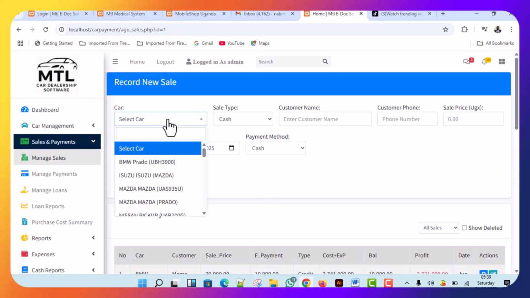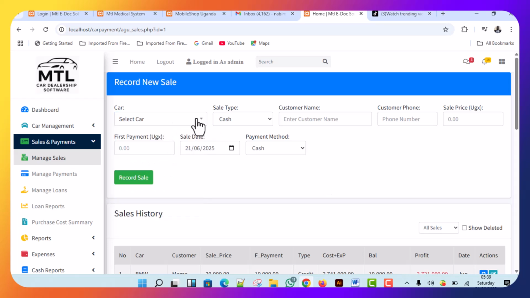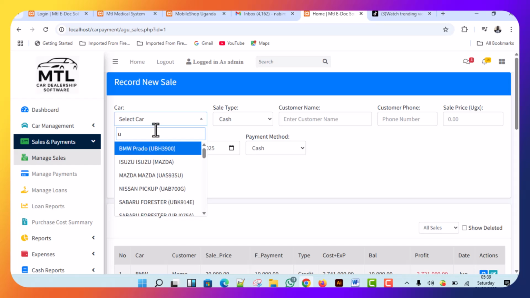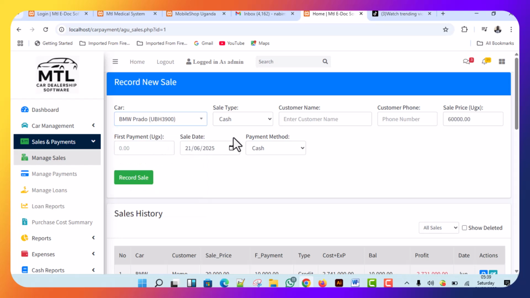Yeah, so here the car, you have many cars that you registered already. So you just need to select from all the cars that were registered. You can easily search for a number, for a model, UB. Let's say that's the car.